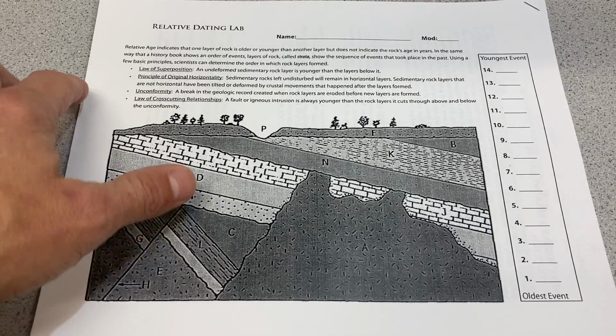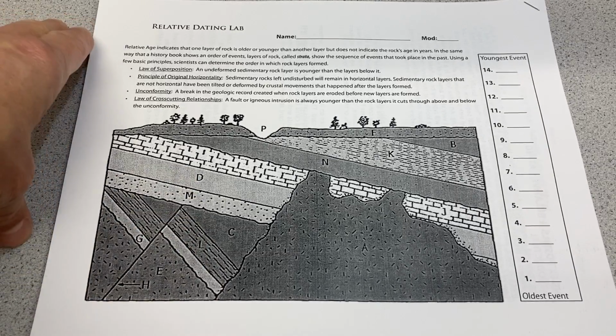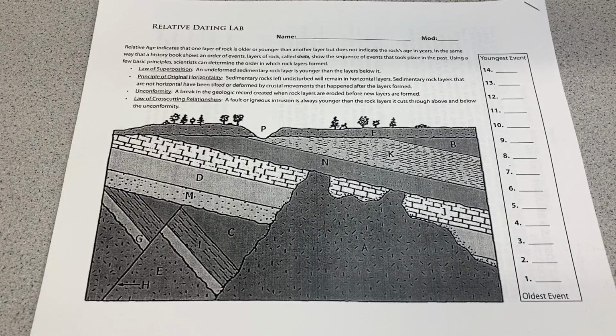Okay, guys, follow along with me here. What we're going to do is talk about relative dating today and learn a little bit about how to figure out which rock layer came before which other rock layer. So this is kind of like a game of what comes first. There's a lot of logic involved here. It's kind of fun once you get the hang of it.